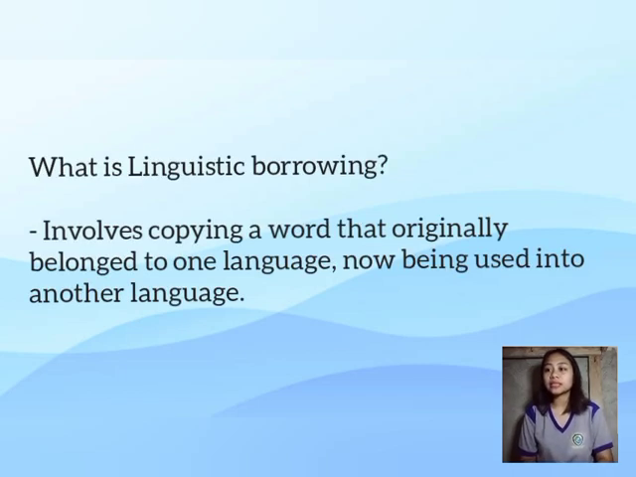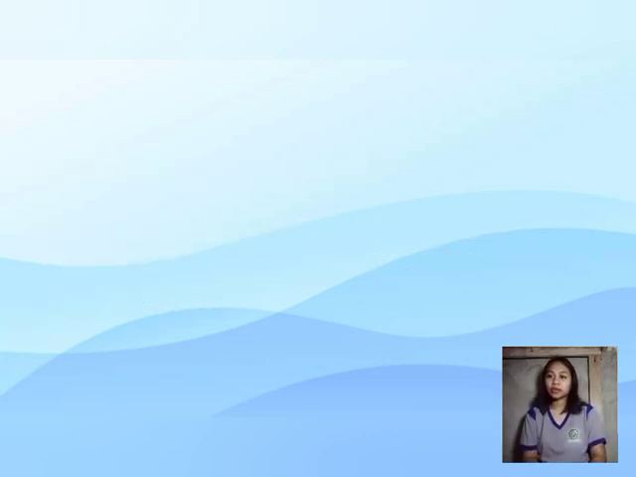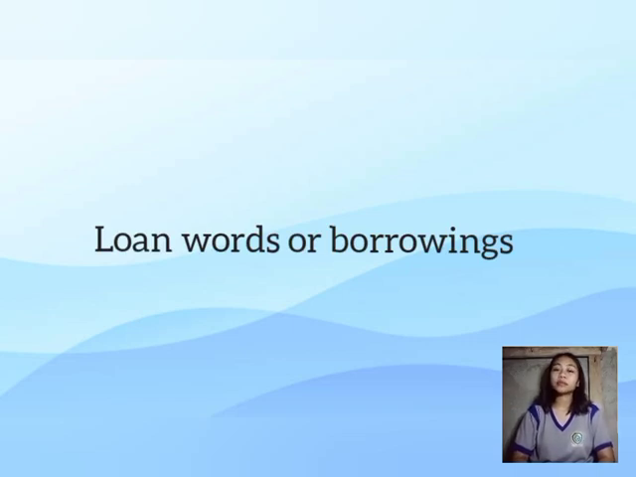So, what is linguistic borrowing? In linguistics, borrowing, also known as lexical borrowing, involves copying a word that originally belonged to one language and is now being used in another language. Thus, this process entails two things: the borrowing language and the source language. The borrowing language adopts words from the source language for particular reasons. The words that are borrowed are called loan words, or borrowings.